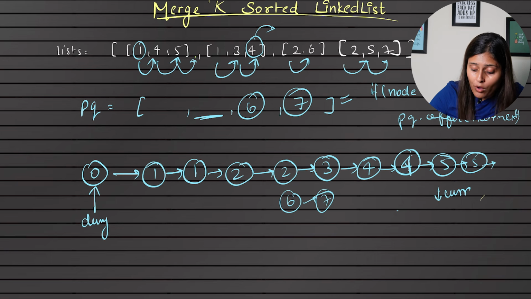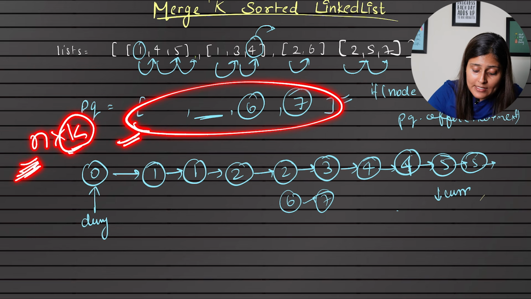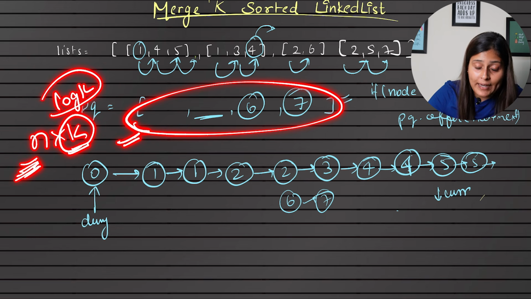So basically O of n time we are taking to fill this linked list, but instead of n into k, for every element it is taking just logarithm of k to find the smallest element.